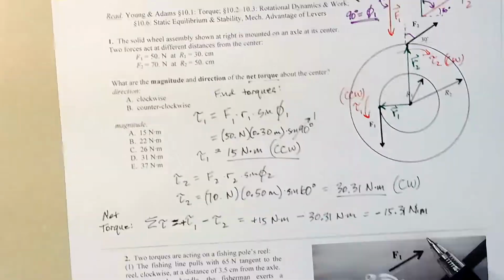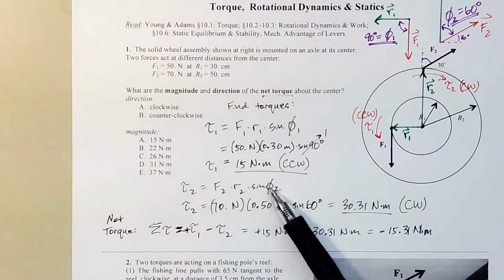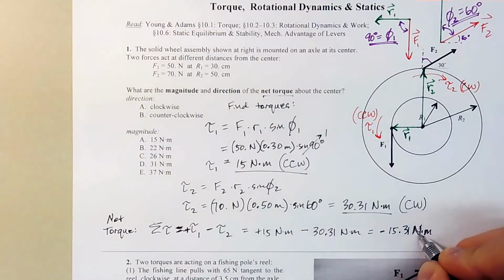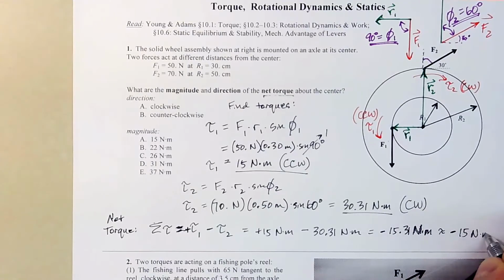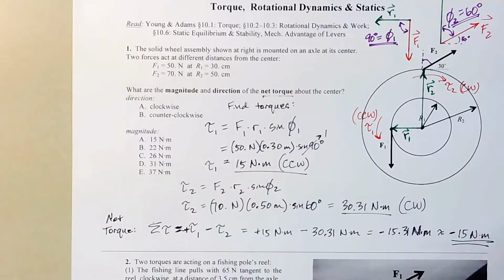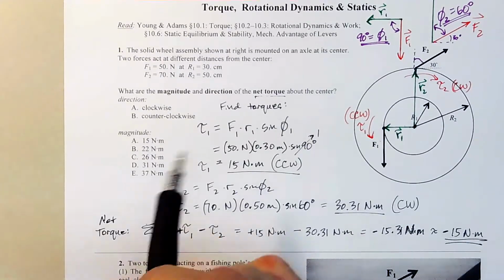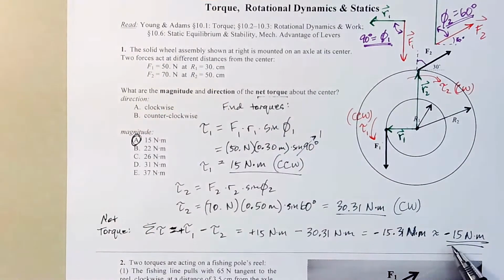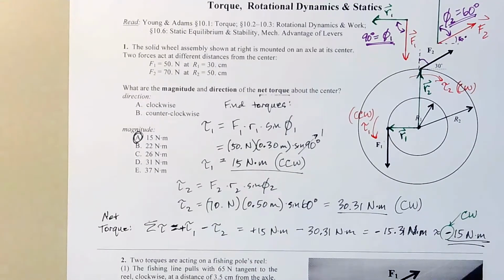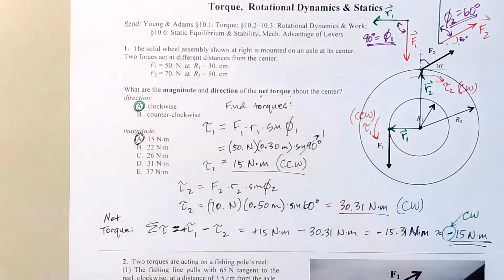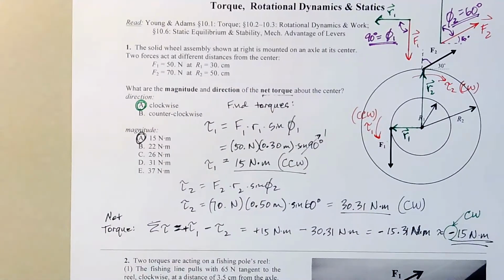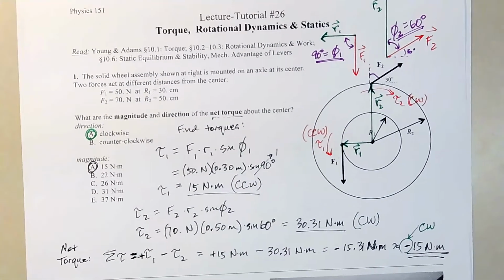Now I say, well, this actually looks like this should be a 2 sig fig problem. So I'm going to go ahead and round that off now to about negative 15 Newton meters. So if I'm asked what's the magnitude of the torque, I take the absolute value of this, and the magnitude is going to be 15. And if I am asked what's the direction, that negative value there means the direction is going to be clockwise. Okay, so that's question number 1.